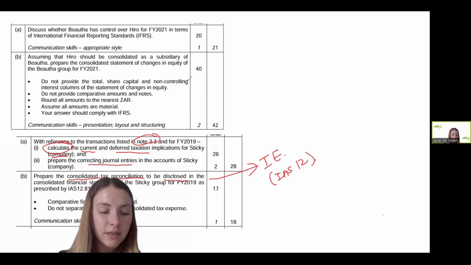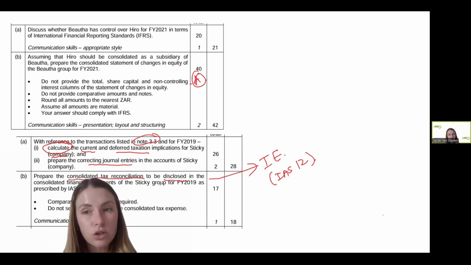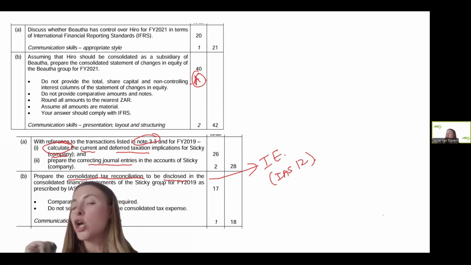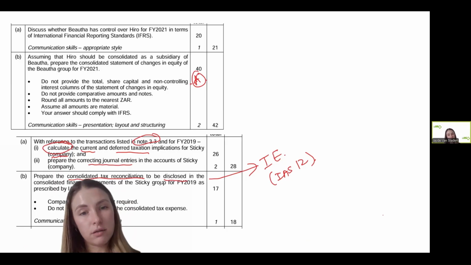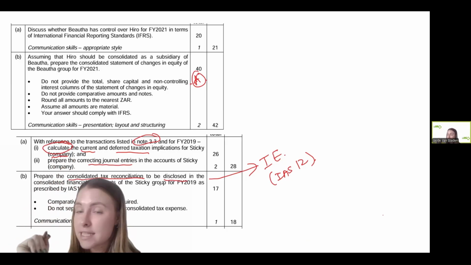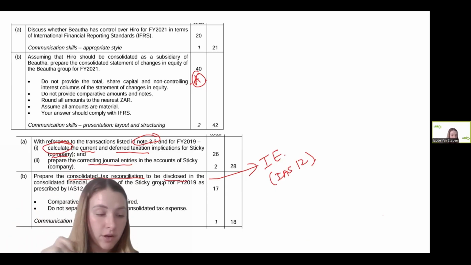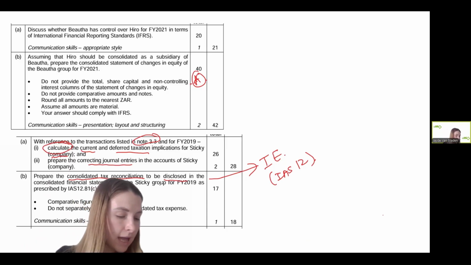So similar to this one that we just looked at, this is asking you for a disclosure, which means if you have all the perfect workings, but it's not in the form of a disclosure, you're not going to get any marks. Okay, so make sure you have a skeleton disclosure of the tax reconciliation, and then your workings are nicely referenced. Okay, let's take a look.